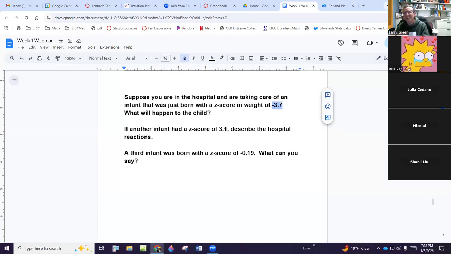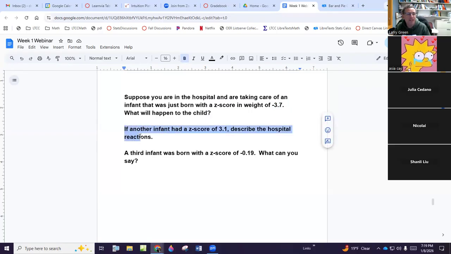Okay, it might not die. I'm not as negative as some other people are. You have a chance of living, but you worry a lot. Does that make sense, if the z-score was negative 3.7? Even if you have no idea what the average baby weight is, if you know that z-score, you know it's a tiny, tiny baby. Do you see that?